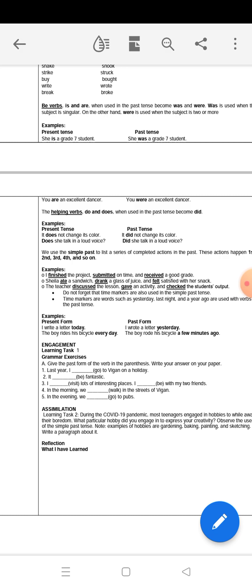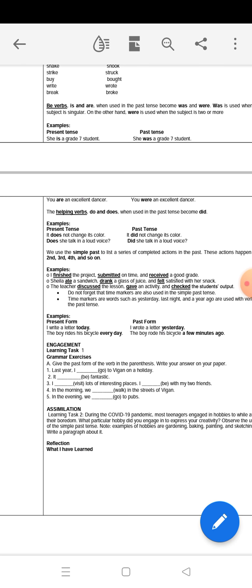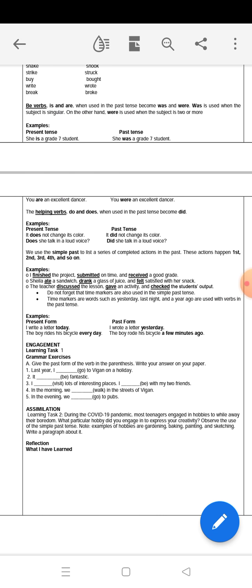Examples, present tense: it does not change its color. Nasa present tense yun. Ibig sabihin, hindi pa tapos. Past tense: it did not change its color. Ibig sabihin yung did. Kasi yung does, yung past tense niya ay did. Very good or correct. Does she talk in a loud voice? Past tense: did she talk in a loud voice?